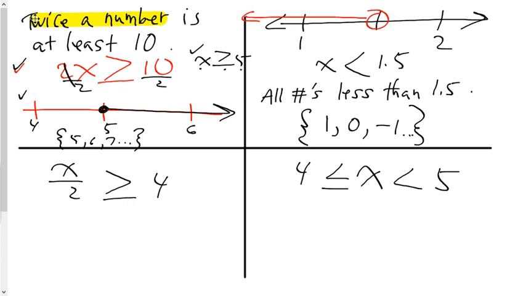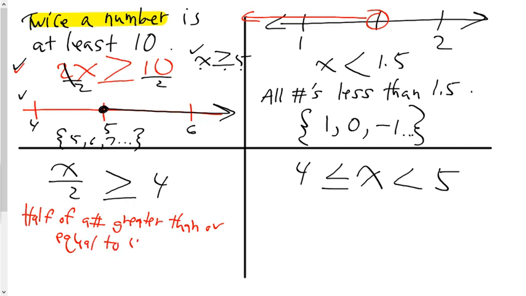Third question, if I interpret it, it's going to be half of a number has a value greater than or equal to 4. Another way to say that is half of a number is at least 4, right? Half of a number is at least 4. That's a better way of saying it without using less words.